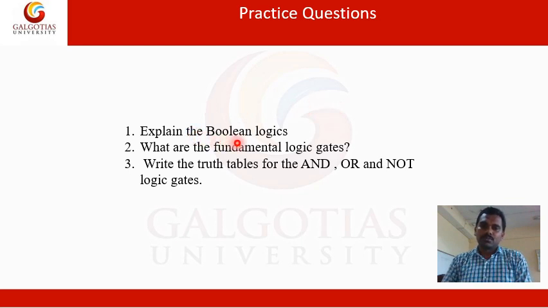So there are only three basic logics, and correspondingly we have logic gates. So what are the fundamental logic gates we have discussed, and also what are the truth tables for AND, OR and NOR logic gates that we can answer from the discussions that we have made in the present class.